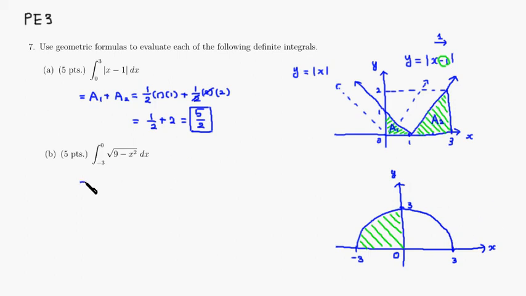Since it's just a quarter disk, it's going to be 1/4 of the area of the whole disk, which is pi r squared. In this case, the radius is 3, so 3 squared is 9, giving 9/4 and then a pi. So 9/4 pi is the value of this definite integral. That's it. I hope that this was clear.